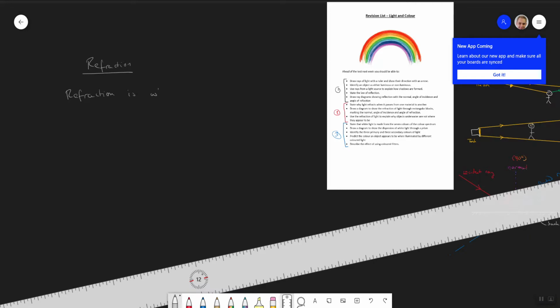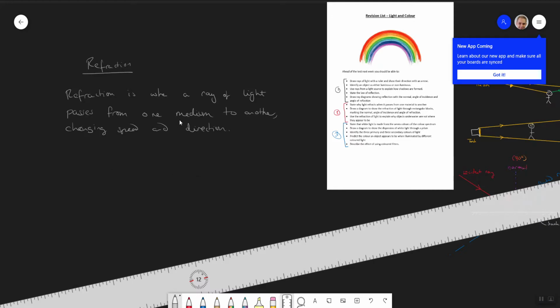is when a ray of light passes from one medium, okay, so medium is the thing that things travel through, to another, changing speed and direction.